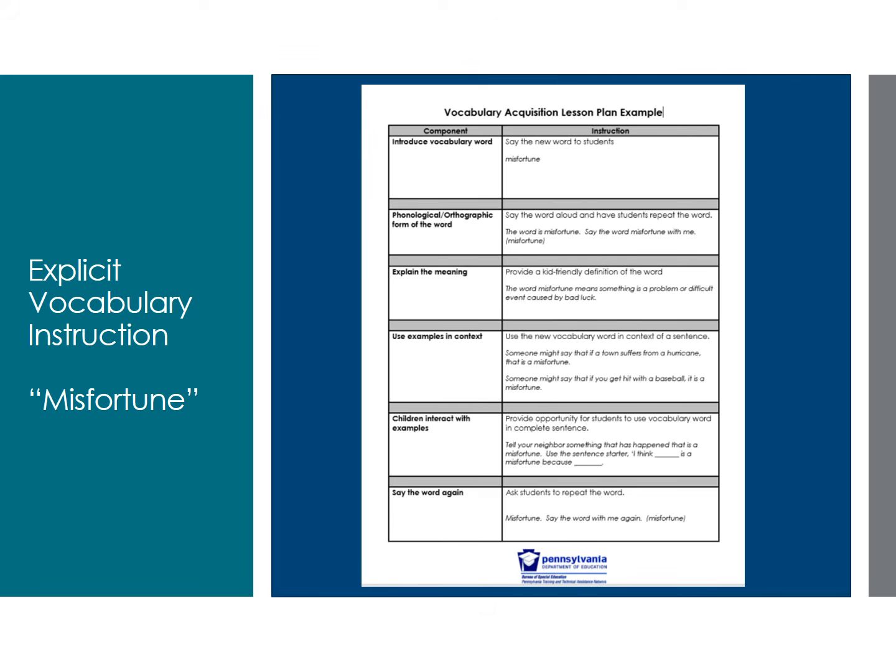Step 5. The students now interact with an example and use the story frame, I think blank is a misfortune because blank. An example of this would be, I think when the cell phone fell in the swimming pool, it is a misfortune because the phone no longer works and it costs a lot of money.